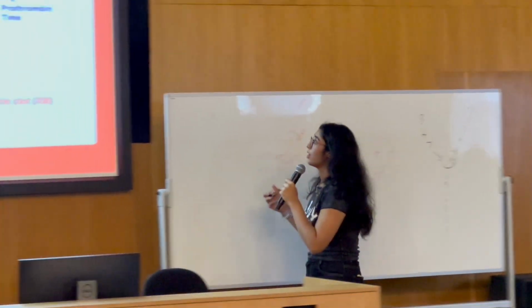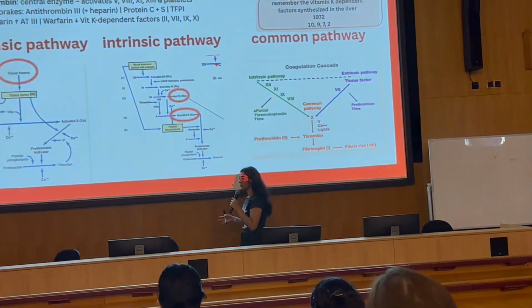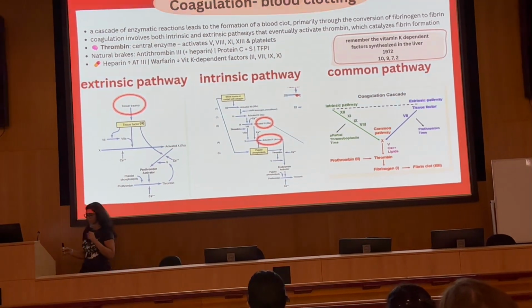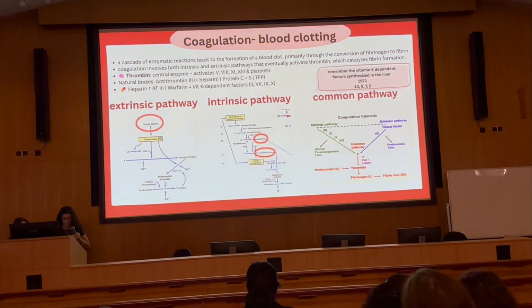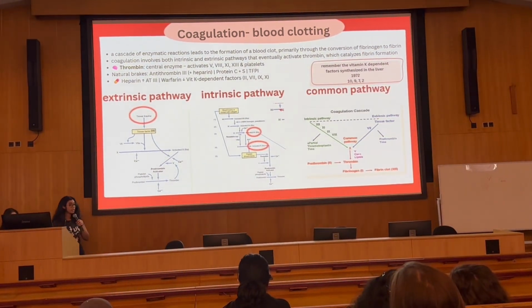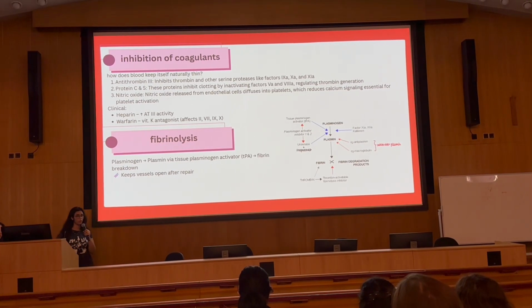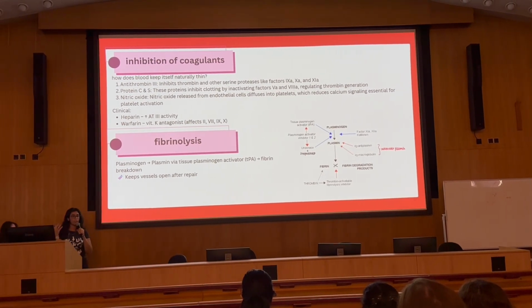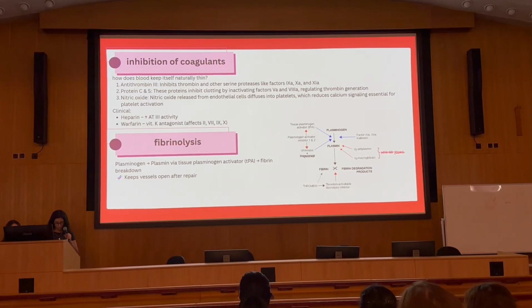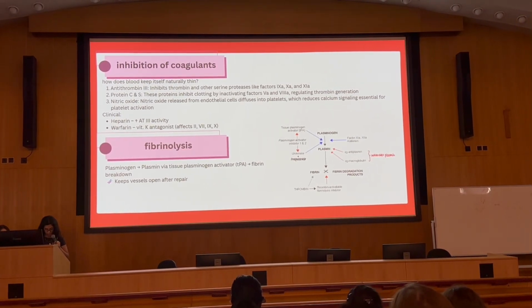So now that the clot is formed, we need to talk about something else, and that is how does the blood keep itself naturally thin? There's not always going to be a clot forming, right? It's usually the normal thing for blood to remain thin. So how does it do that?